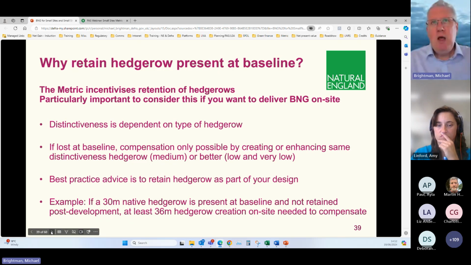Because it's a separate habitat type within the metric, there's a reminder that compensation for loss is therefore only possible by creating more hedgerow. If 30 metres of native hedgerow was present at baseline and lost post-development, at least 36 metres of hedgerow creation would be required in order to compensate for that loss.